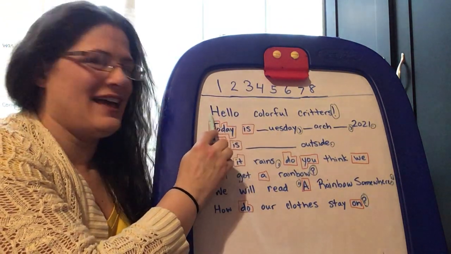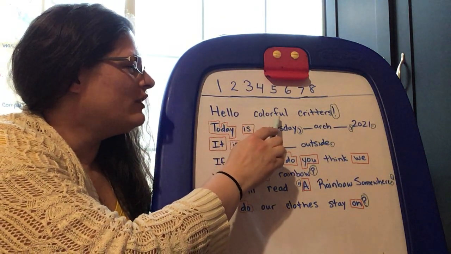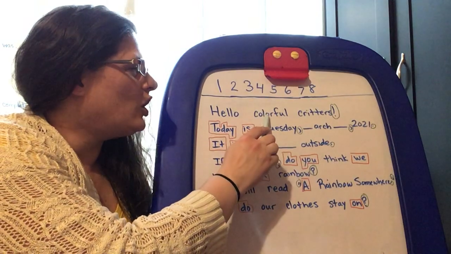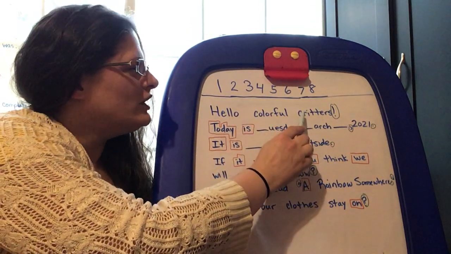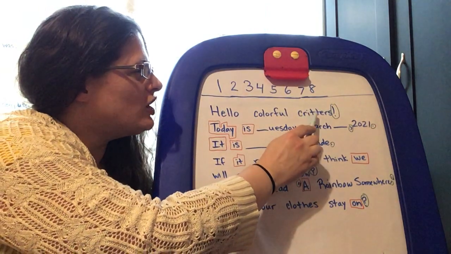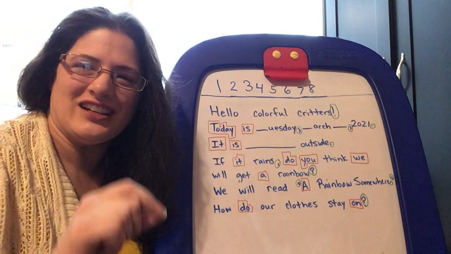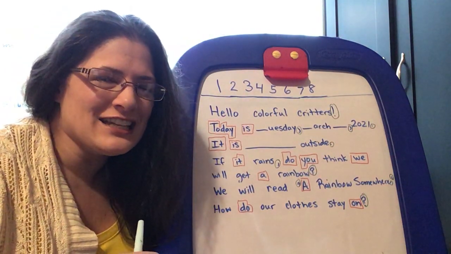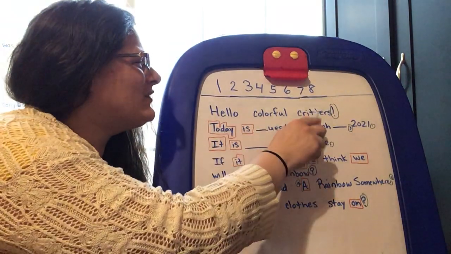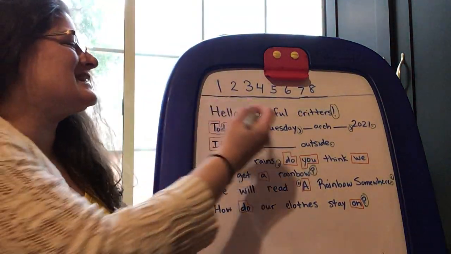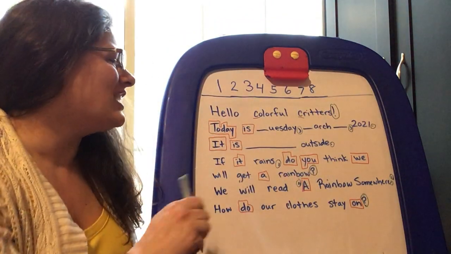Hello. Hello, colorful critters. Critters are like small little creatures. Are you small little creatures? Yes, you are. You're small little people. Hello, colorful critters. They both start with C, so that's alliteration.